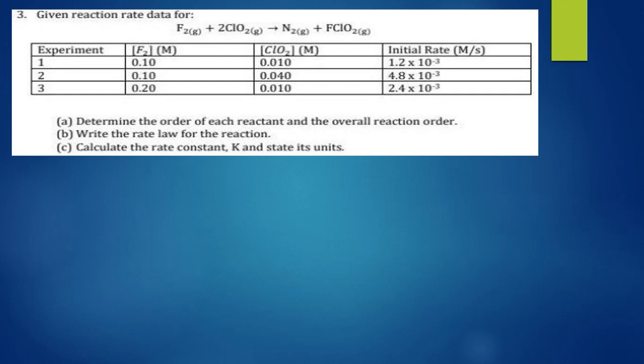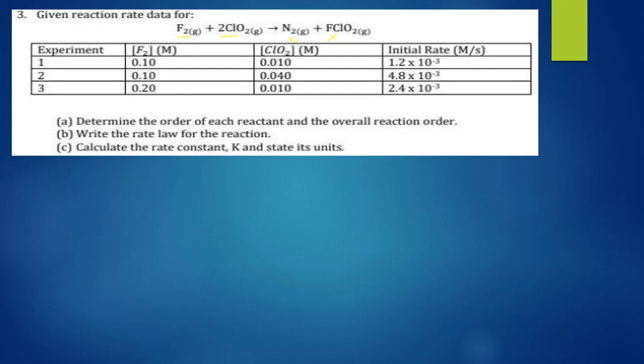So question 3 is saying, given reaction rate data for this reaction you're seeing here. In this reaction, you can see fluorine reacting with chlorine dioxide in order to produce this and that. My main area of interest is just on the reactant part, not the product. I'm going to concentrate on the reactants, because rate law shows how rate depends on the concentration of what? Reactants, not the products.